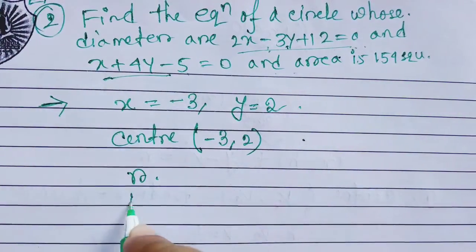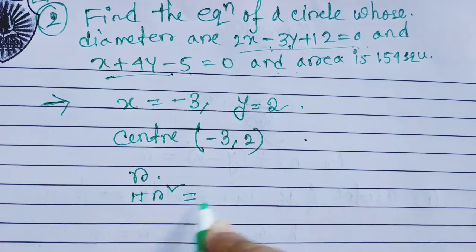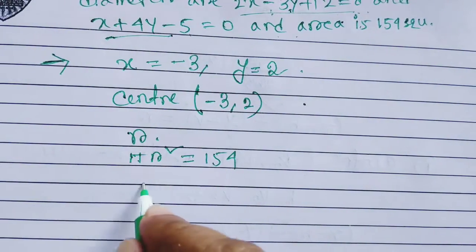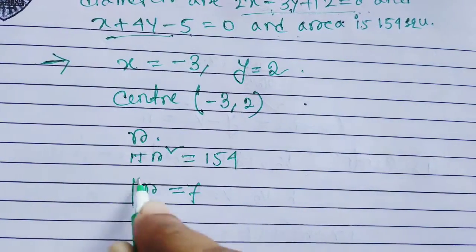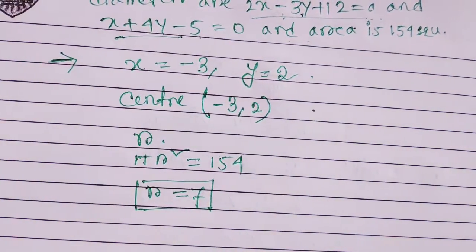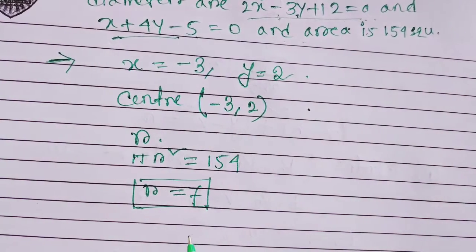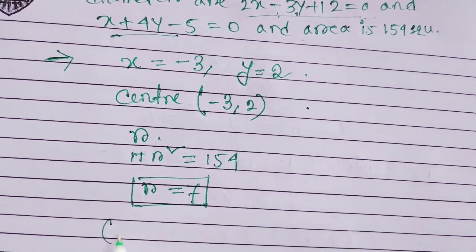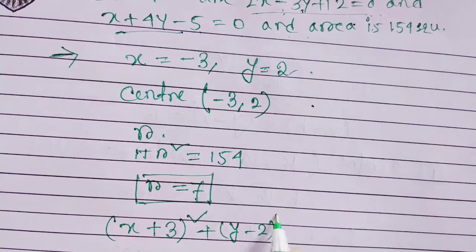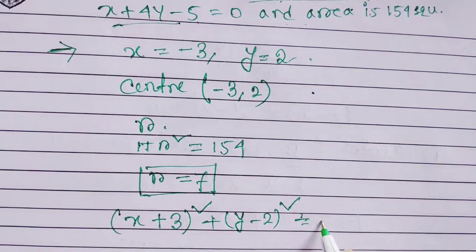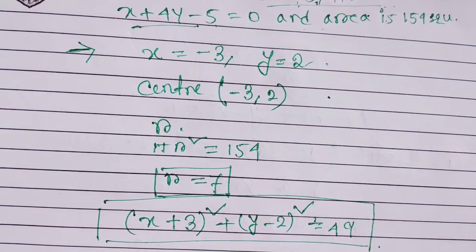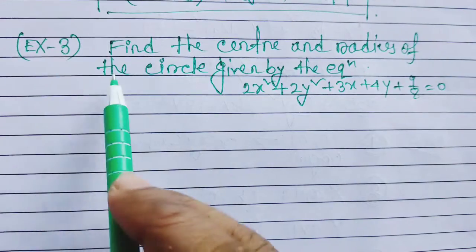Now let r be the radius of the circle. Then the area will be pi r square, and the given area is 154. So pi r square equal to 154, and from here we will get r is equal to 7. Now the center is (minus 3, 2) and the radius is 7. Hence the equation will be (x plus 3) whole square plus (y minus 2) whole square equal to 7 square, that means 49. This is our final answer. Understood, everyone?